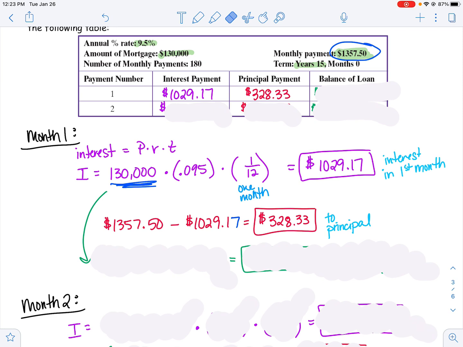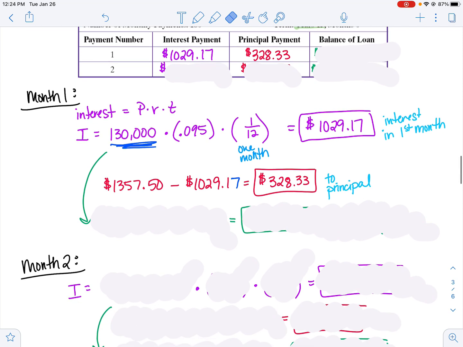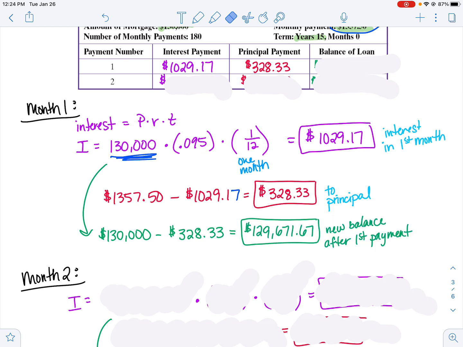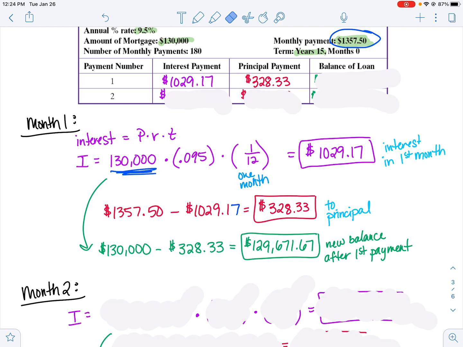That's a lot, right? Okay, after that first month then, some of my house is paid off, not a lot, but some of it. And so then what's the balance of my loan now? What's left over that I still have to pay? Well, remember, the original amount was the $130,000. And remember, $328.33 went to paying off that principal. So what's the difference? What amount is left at the end of that first month? Well, we still owe $129,671.67. That would be my balance after the first payment. We got a long way to go, don't we?